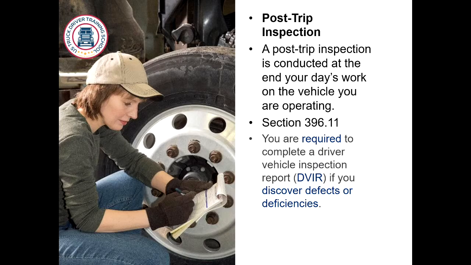Post-trip inspection. A post-trip inspection is conducted at the end of your day's work on the vehicle you are operating. Section 396.11 requires you to complete a DVIR if defects or deficiencies are discovered. This report helps the motor carrier make necessary repairs before the vehicle returns to the road.